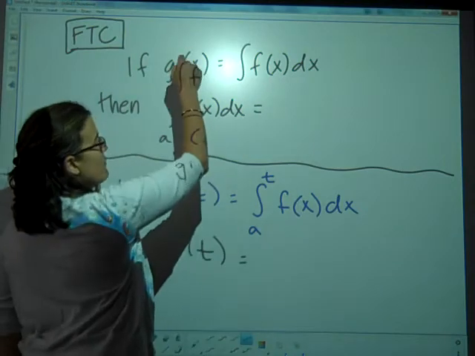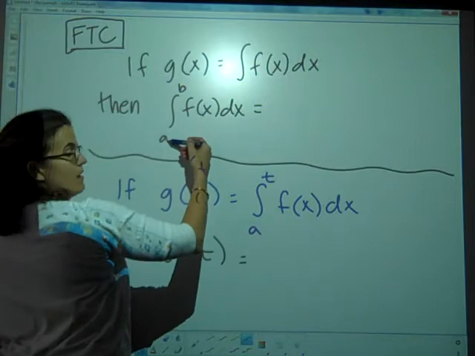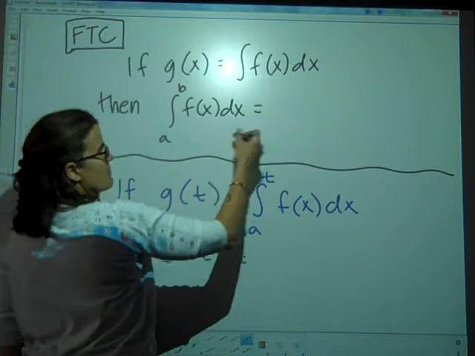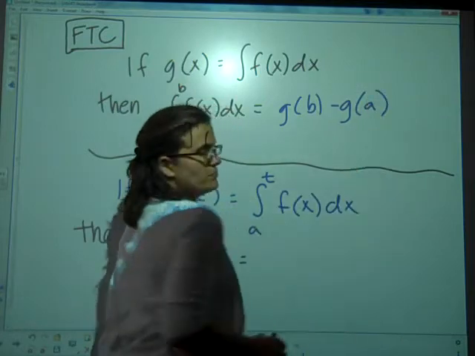That would equal the function, whatever the antiderivative of f is, which is g, at the top value, and then minus g of the bottom value. So g of b minus g of a.